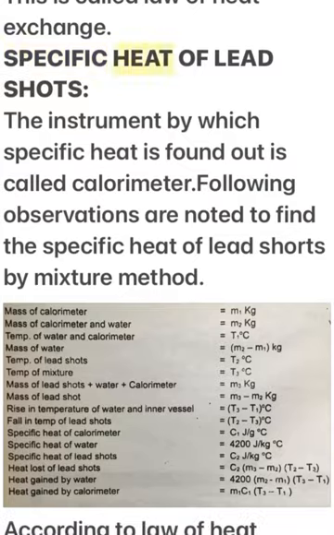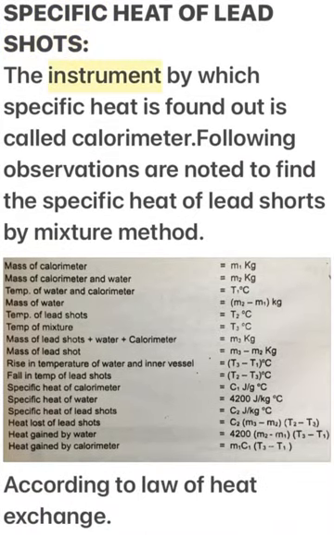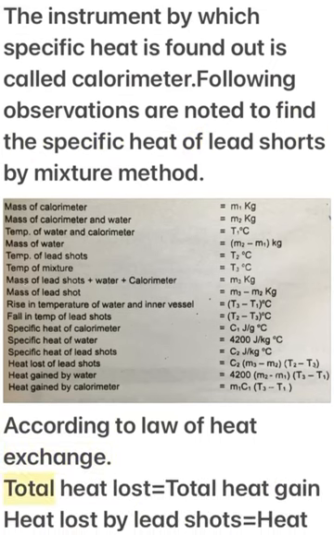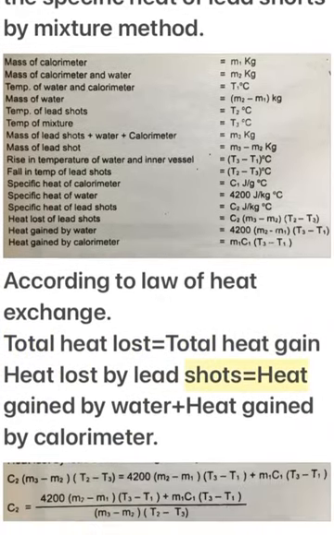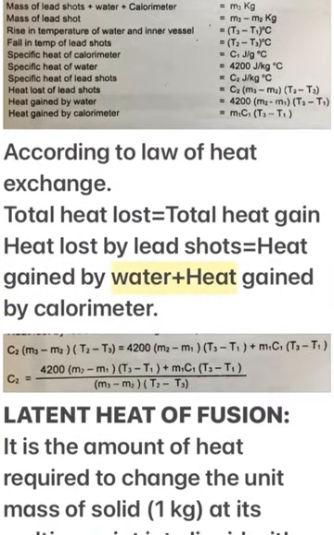Specific heat of lead shots. The instrument by which specific heat is found out is called a calorimeter. The following observations are noted to find the specific heat of lead shots by the mixture method according to the law of heat exchange. Total heat lost equals total heat gained. Heat lost by lead shots equals heat gained by water plus heat gained by calorimeter.